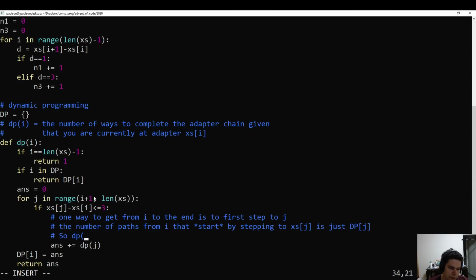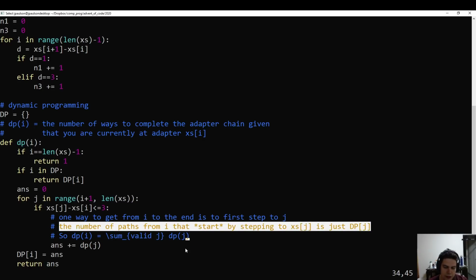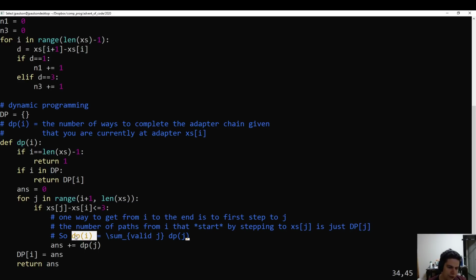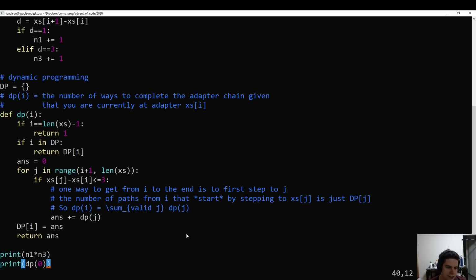So dp(i) equals the sum over valid j of dp(j). This is a recursive formula for dp(i), and it should be clear why it's true. From i, you have to take a step somewhere, and once you're at that new place, the number of ways you can get to the end is counted by dp(j). So the number of ways to get to the end from i is: pick the next step you're going to take, and then sum over the ways from that place.